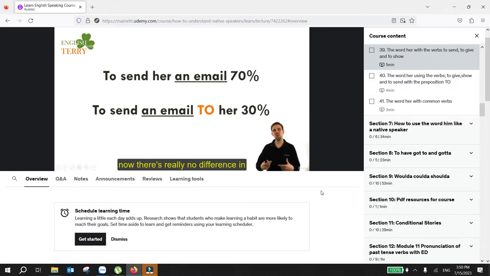Okay? Now, there's really no difference in meaning. They are exactly the same. The only difference is that native speakers prefer to send her an email. It's perfectly correct and perfectly possible to say send an email to her, but it's just more common to say to send her an email.